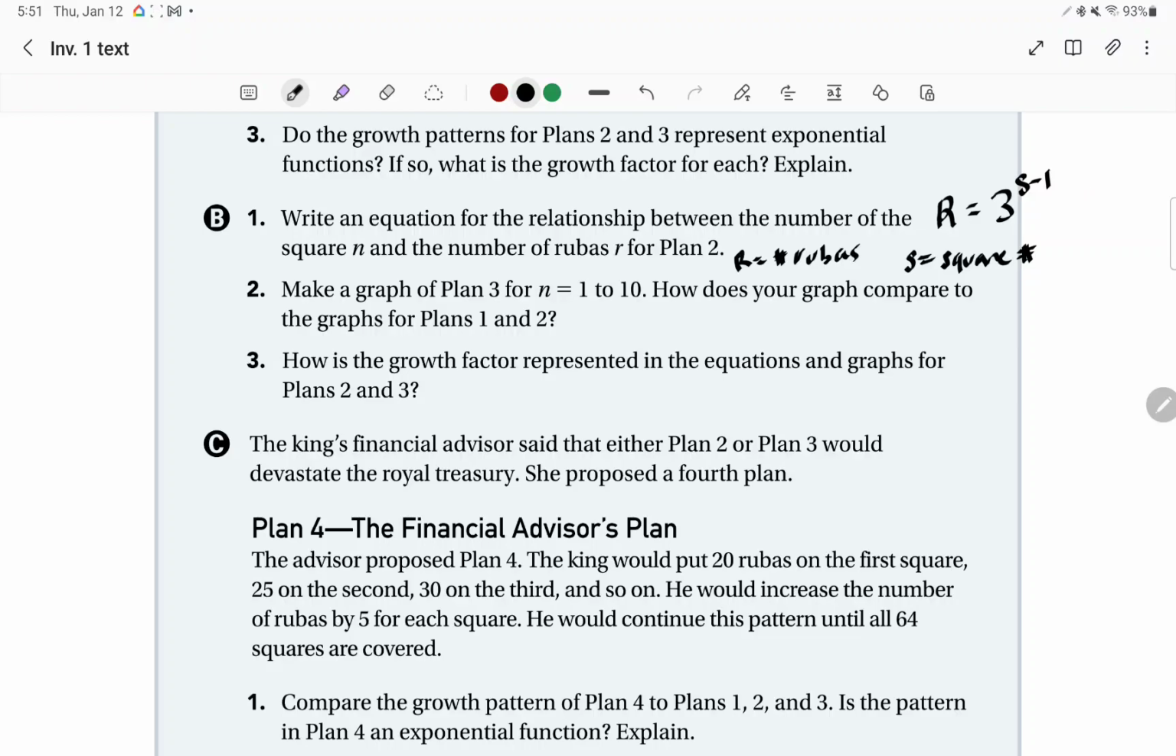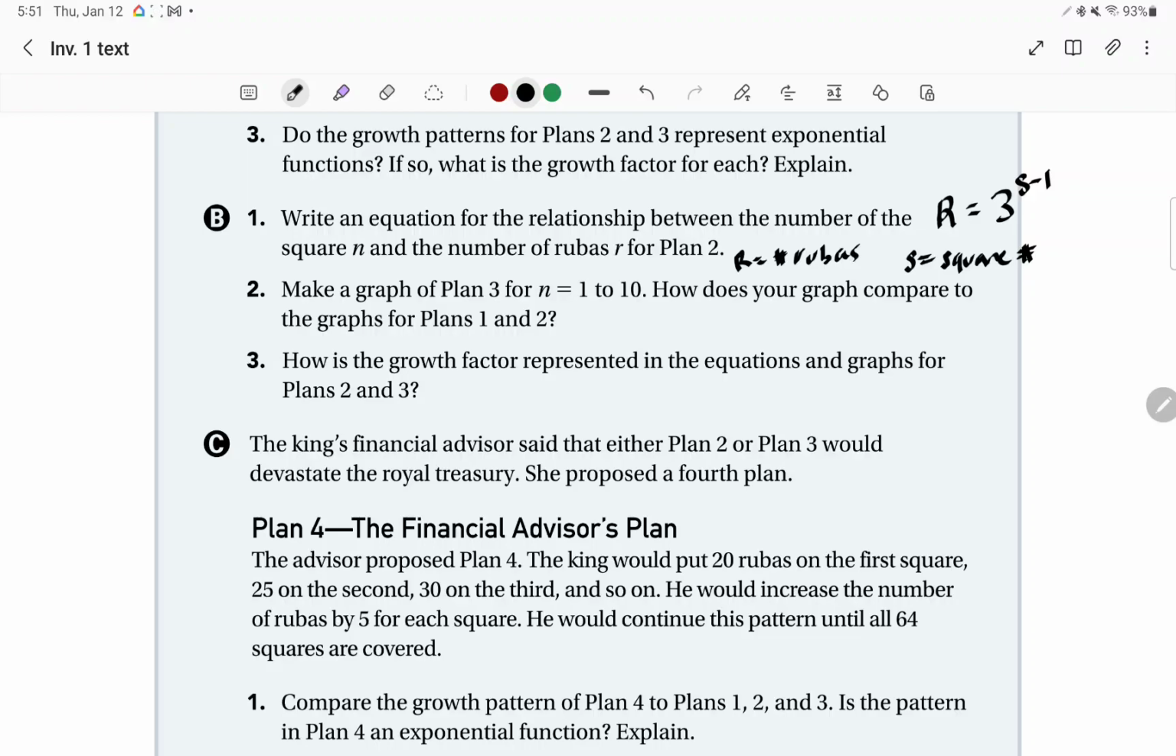Okay, so there's our equation for the second plan. So if you want to know how many are going to be on the 16th square, you just plug 16 in there. So it's 3 to the 15th rubas on the 16th square. Number 2, make a graph of plan 3 for n equals 1 to 10. How does your graph compare to the graphs for plans 1 and 2?